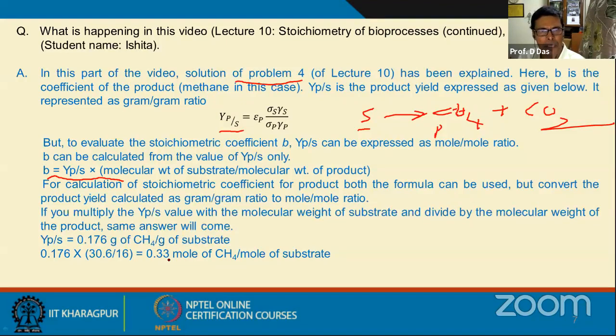Then you will get this, 0.33. Actually, this is not moles, this is gram atom. You can write moles of methane per mole of substrate, or you can write gram atom of methane per gram atom of substrate. This is mole to mole, and that is gram atom to gram atom, and you can easily convert it from mass to mass. So this is a very simple conversion process. I hope you can do it by yourself.